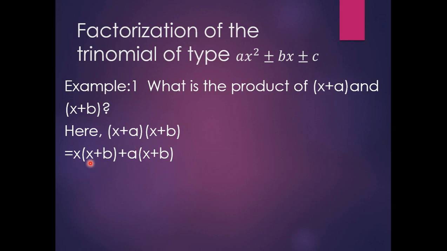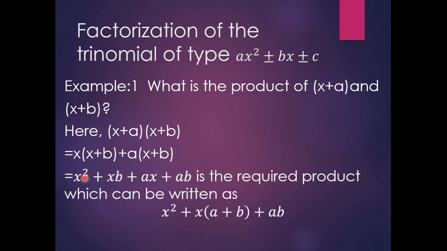So now x times x is x square, x times b is xb, a times x is ax, a times b is ab. It is the required product, which can be written as, here x square is same, from xb and ax, x is common. After you take out x, b remains here, and after you take out x from here, a remains here. Here b plus a or a plus b, same thing, so I have written here a plus b, and at last ab.